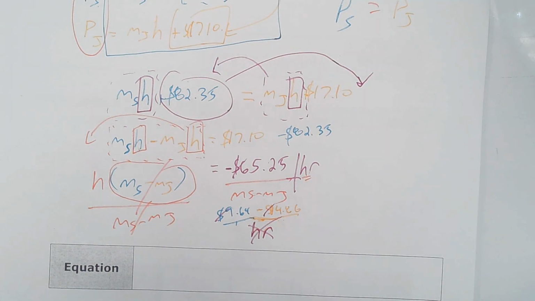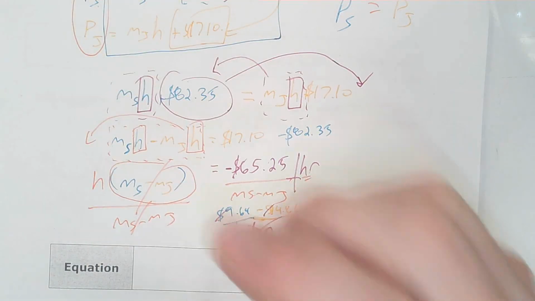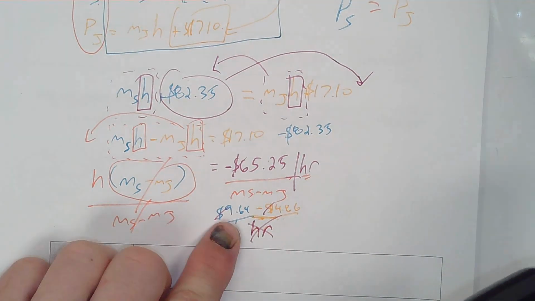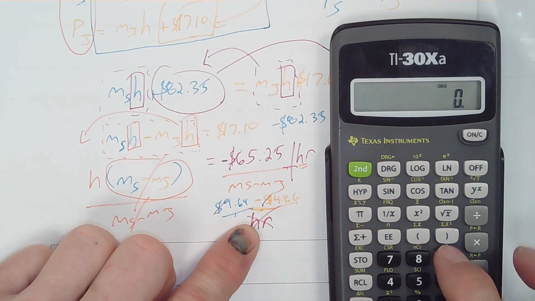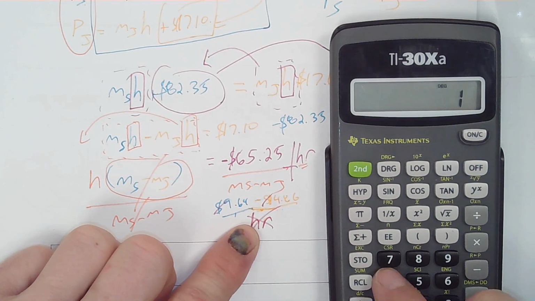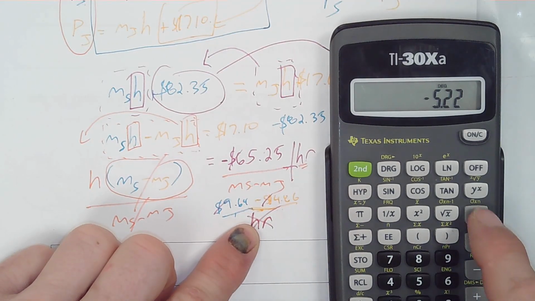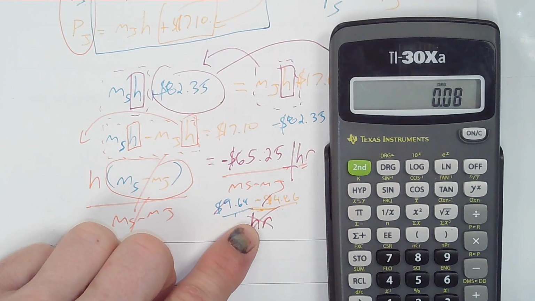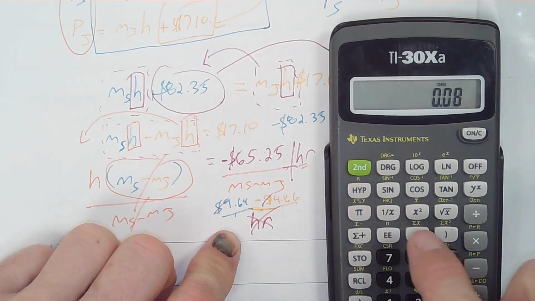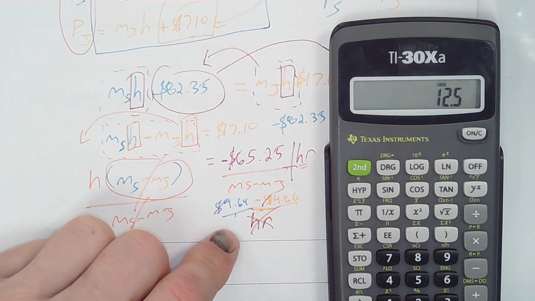Here, let me see your calculator. Watch how I do this. So I'm going to do this thing first, and then I'm going to do this. First thing I'm going to do is 964 minus 1486. It gives me that. Now I'm going to divide it by negative 65.25. It gives me that number. Well, that's the inverse of the answer, because I divided this by that. So let me push this button here, and there's my answer.